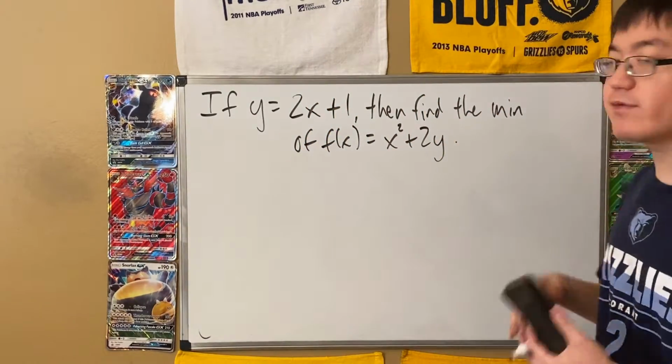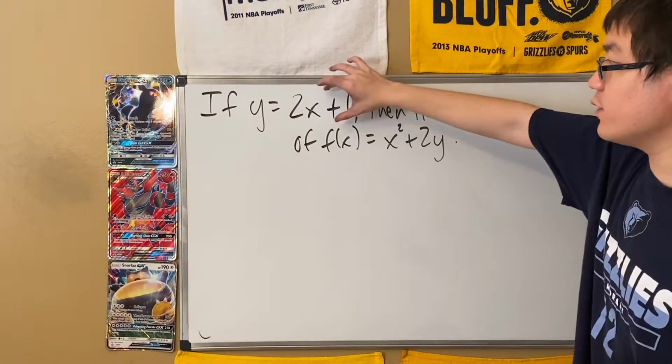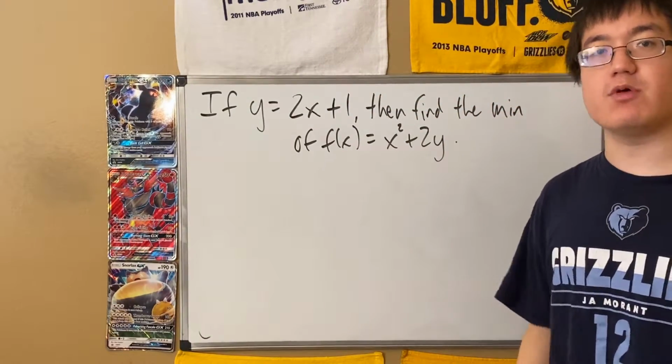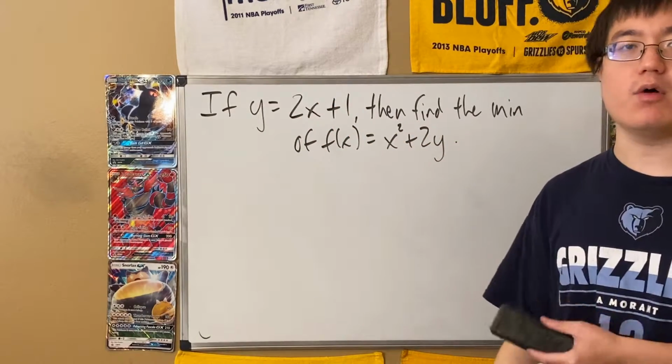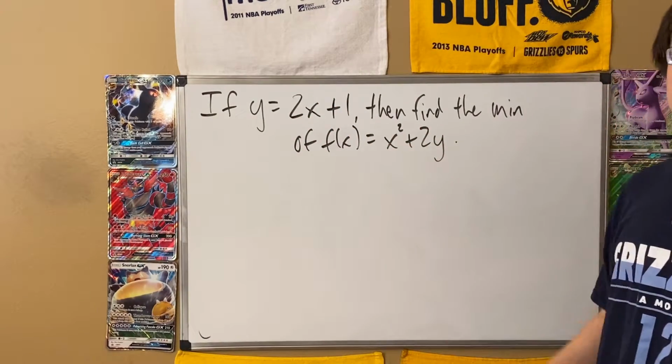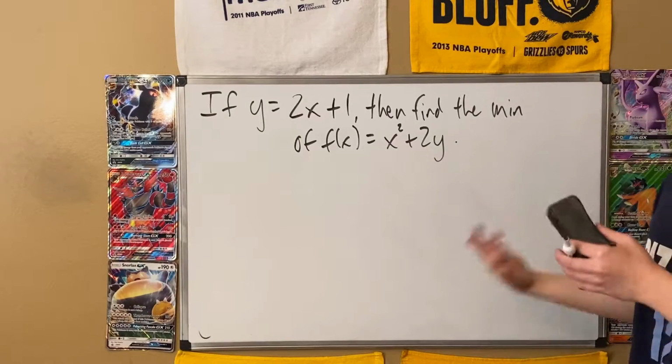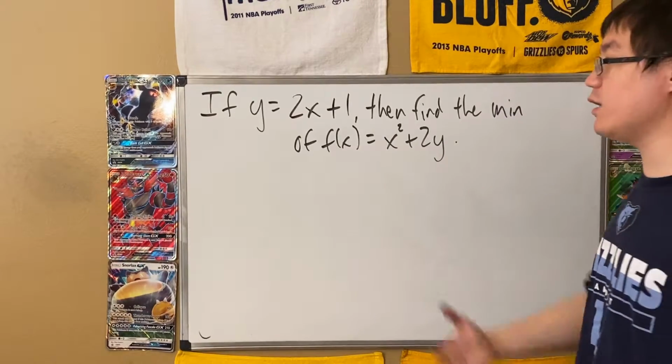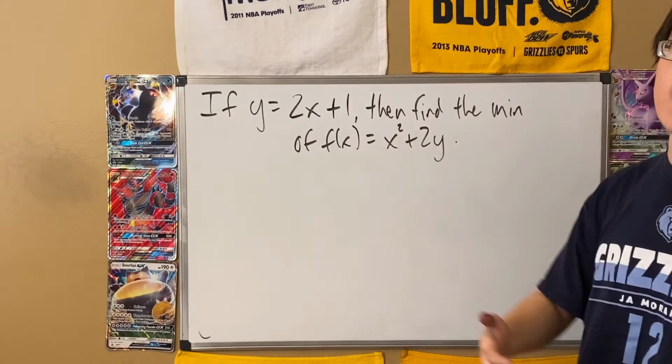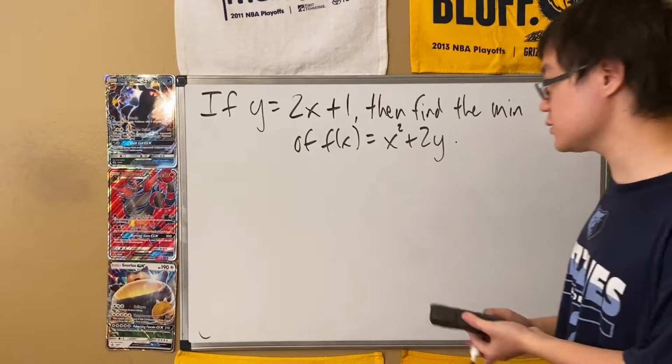So notice again, we have two sort of functions here. We have what is called the constraint. The constraint is what you know. So in this case, we know that y is equal to 2x plus 1. The thing you're taking the absolute max or min of is the other function. So in this case, the function that matters is this f of x, and we're going to use the y in order to sort of manipulate this.